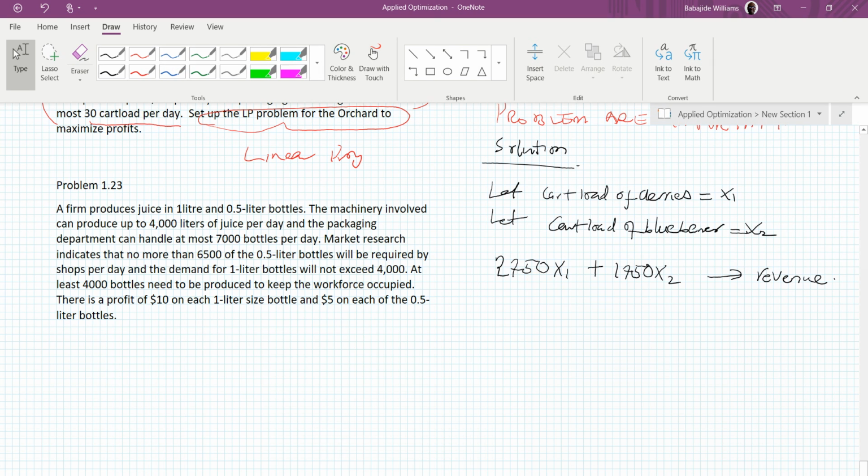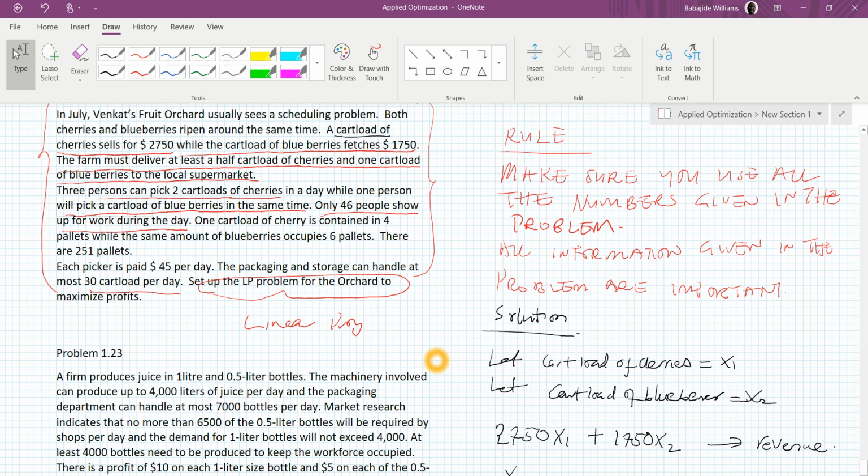I can go ahead and say that half, to the local supermarket. So x1 is, let me look at it again. Where's that question? Sorry. The firm must deliver at least half, right? At least means it can go beyond that. Please don't lose me here. It can go beyond that.